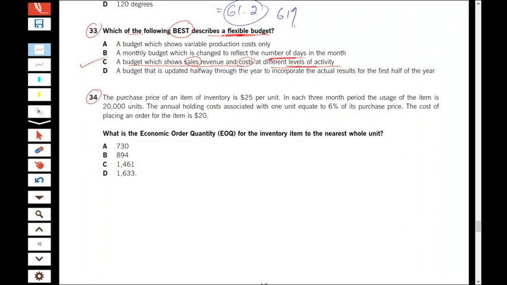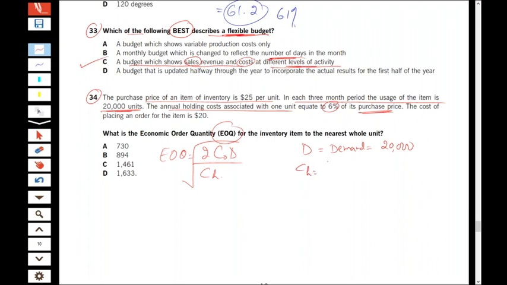Question number 34. The purchase price of an item of inventory was 25 per unit. What is EOQ? EOQ is a formula: square root of 2 C naught D upon CH. In each 3 months, the usage of the item is 20,000 units. That means D for demand. The annual holding cost is 6% of the purchase price. CH is holding cost: 6% of 25, that is 1.5.